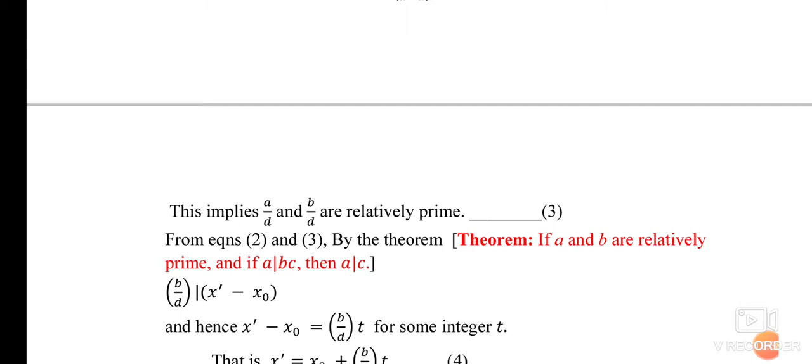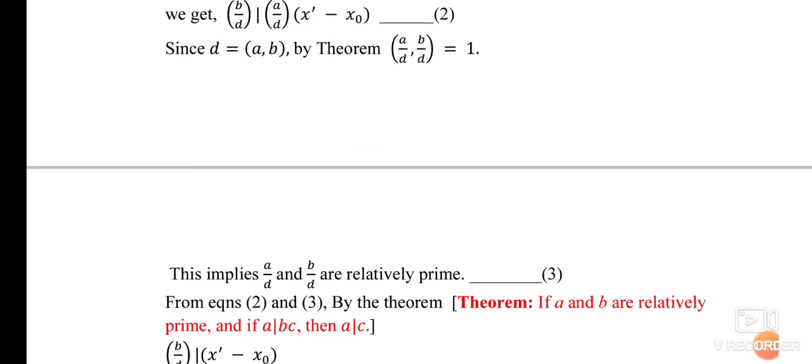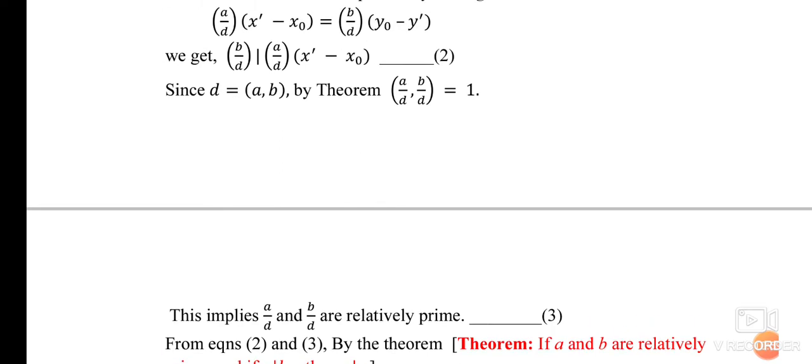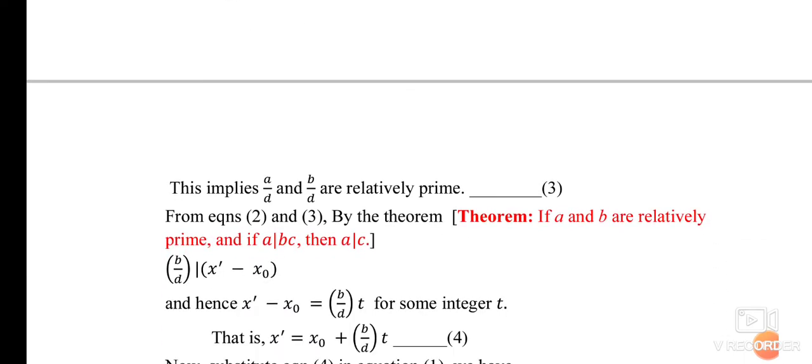So we have a theorem; the theorem statement is given in red color. This theorem states that if a and b are relatively prime and if a divides bc, then a divides c. So from equations 2 and 3, we have a by d and b by d are relatively prime and b by d divides a by d into x dash minus x naught. So this implies b by d divides x dash minus x naught, here c is x dash minus x naught.